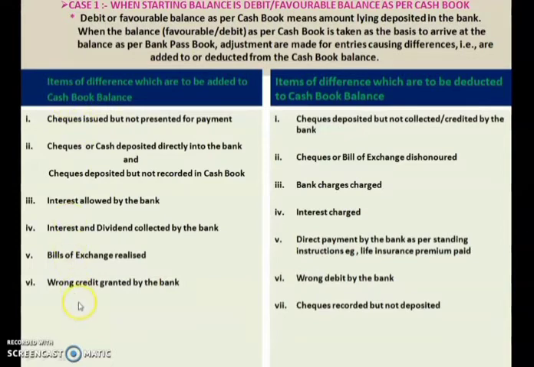So these 6 entries you have to remember or understand, and you have to understand that these entries are to be added in your cash book balance. There are some items which you have to deduct from your cash book balance. Let us see which are they.